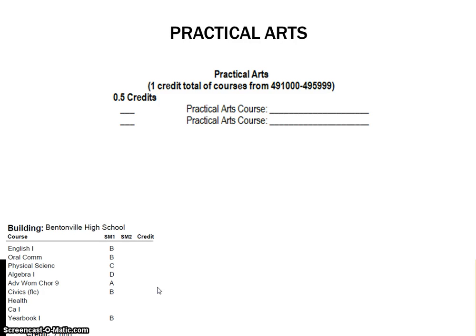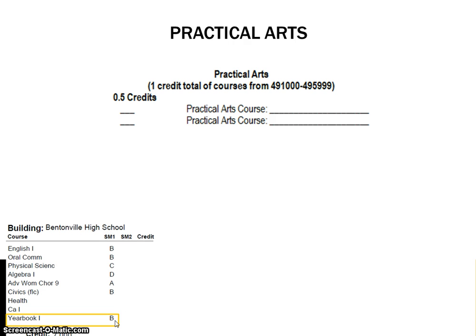Practical Arts. Practical Arts courses are CTE courses, or Career and Technical Education courses. This student has two different CTE courses on their transcript, Yearbook and CA1. We're going to enter Yearbook as their Practical Arts credit, which is a year-long class. Fundamentals of Journalism is actually the name of the class now instead of Yearbook 1.